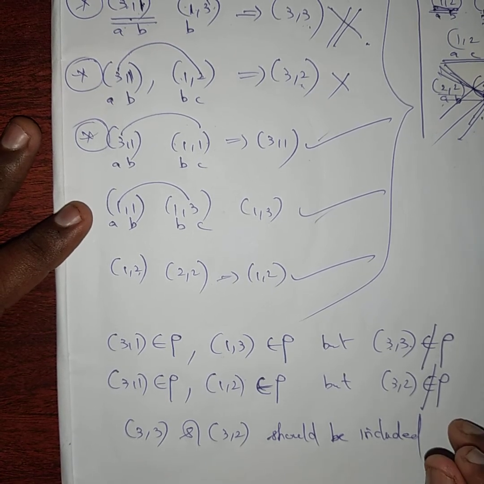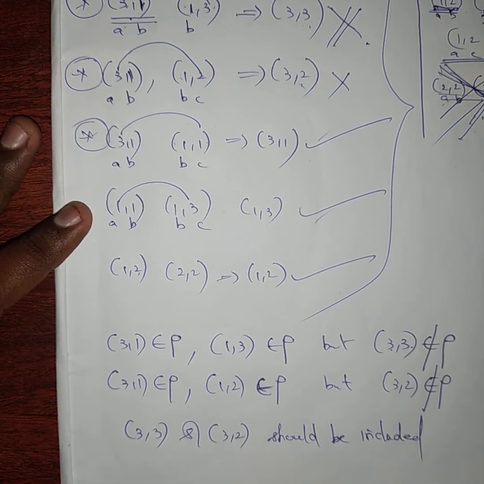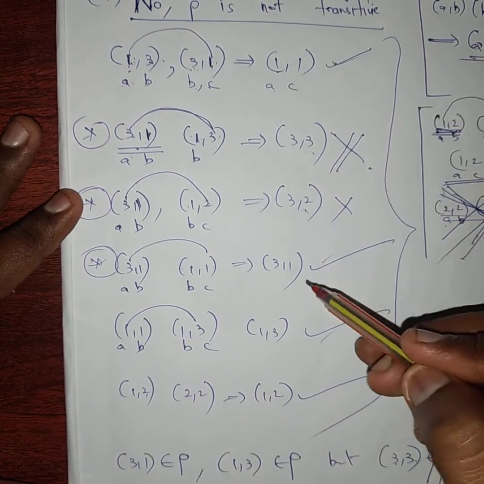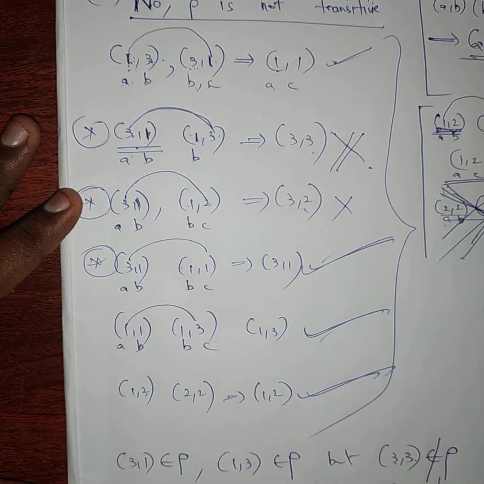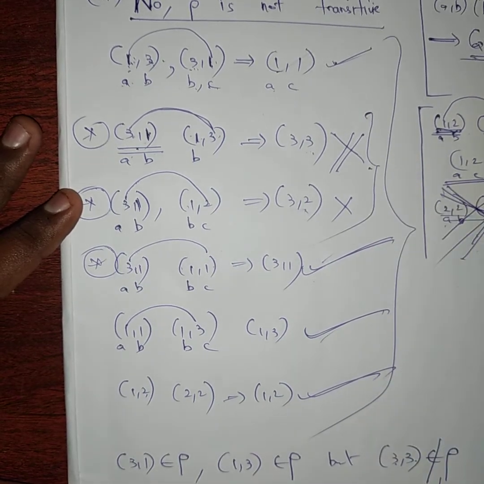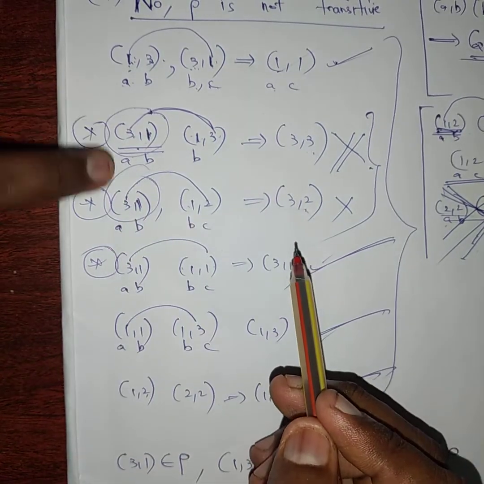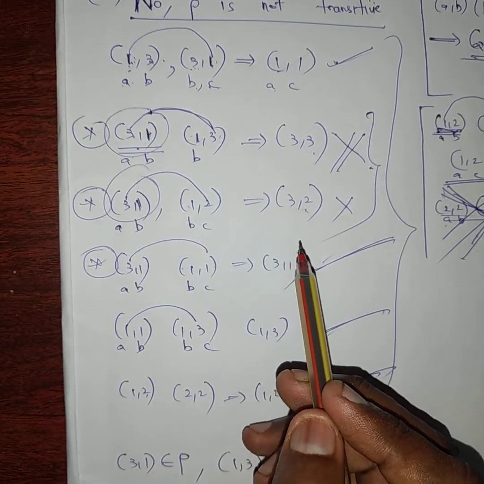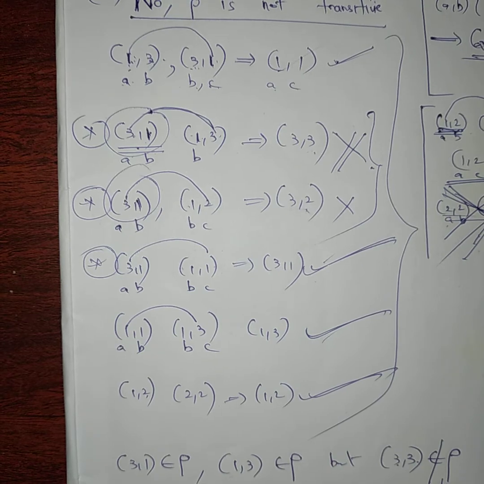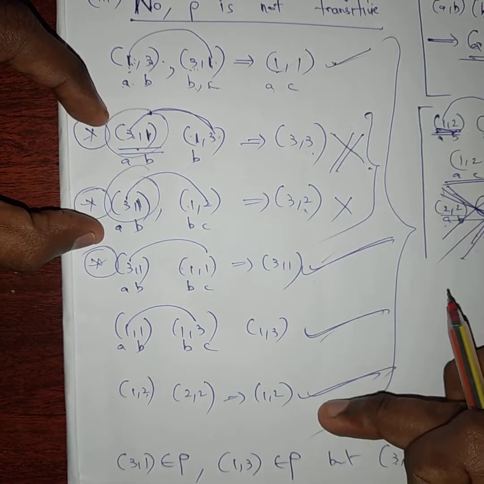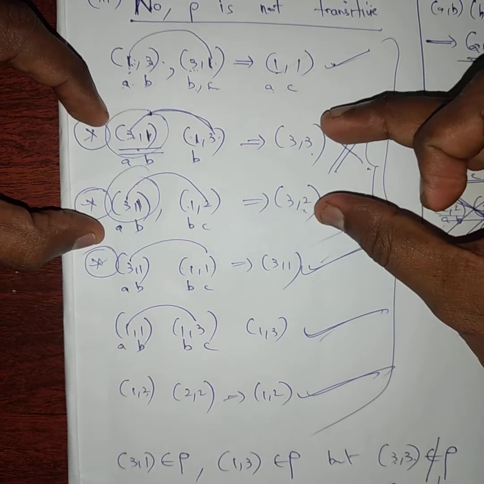Next question, what should be deleted to make it transitive? Where transitivity is possible, this is possible, this is possible. Where it is impossible, these two are impossible. Which one is impossible? See, 3 comma 1. While taking 3 comma 1, both of these are impossible. So I need to delete 3 comma 1. These others are all possible transitives; only these two are impossible.